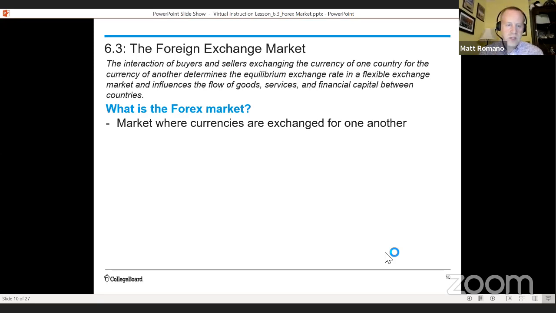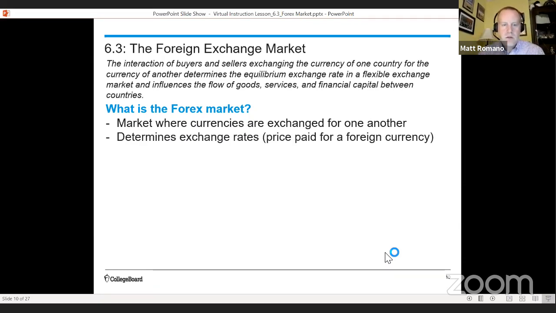In a more literal sense, it is the market where currencies are exchanged for one another. Yen for ruble, whatever it happens to be, you're trading one currency for another currency. You are buying currencies. It's in this market that exchange rates are determined. So that question we answered at the beginning of this lesson, how the valuation of the euro relative to the Singaporean dollar changed, well, that happened as a result of exchanges that took place in this market.